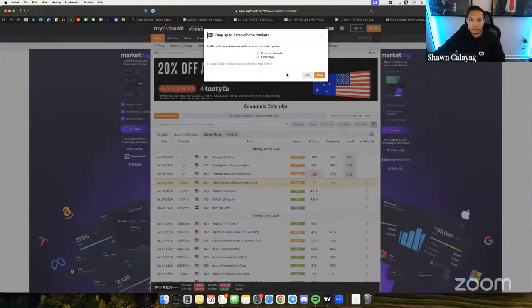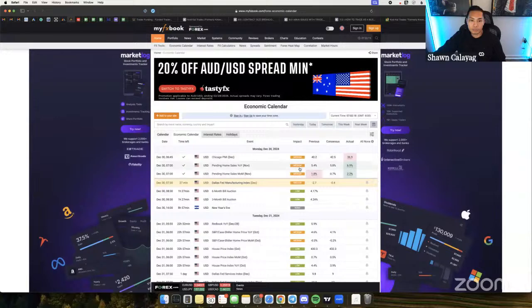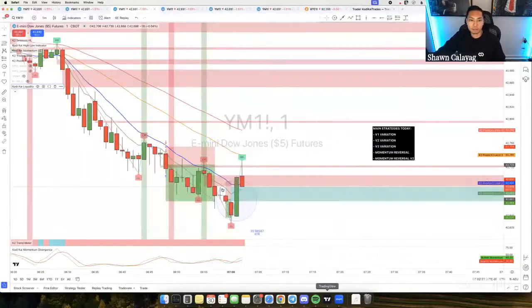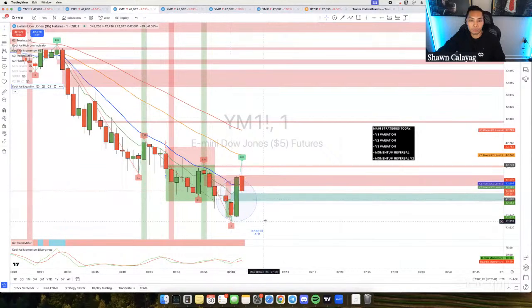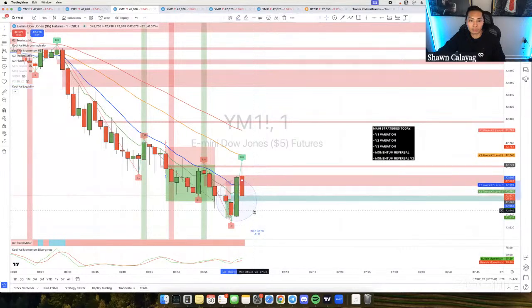Let's go back over here. Yeah, the news was very positive. You can see right here, pending home sale 7 o'clock. This could have easily screwed me if price didn't come down immediately. But it came down immediately, played out. And now we'll see if there's anything else that may come up here.